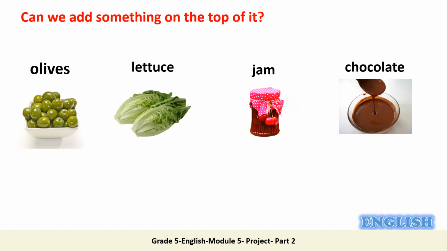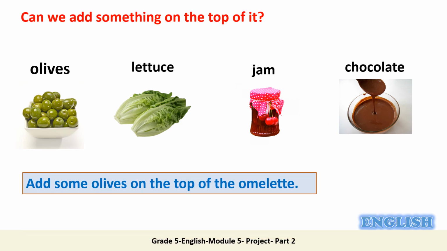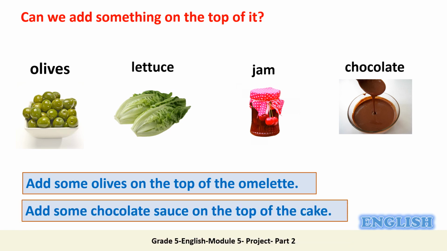Finally, you can ask yourself, can I add something on the top of my recipe, like olives, lettuce, jam, or chocolate? Here are some examples. Add some olives on the top of the omelette. Add some chocolate sauce on the top of the cake.